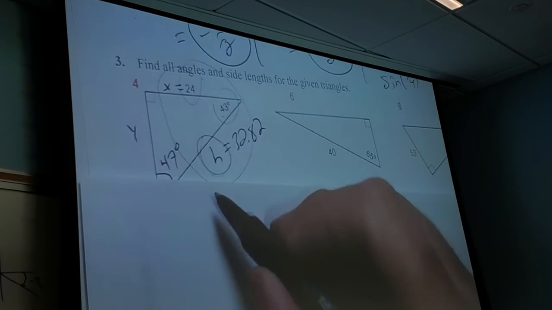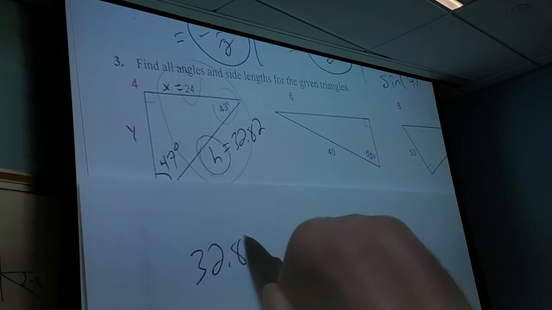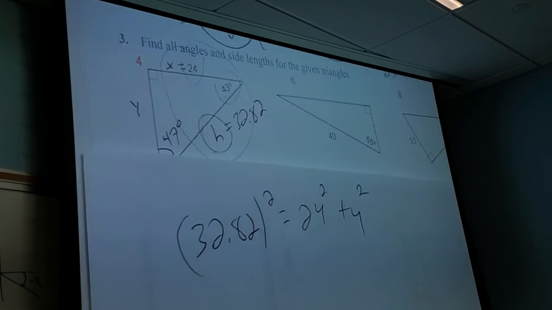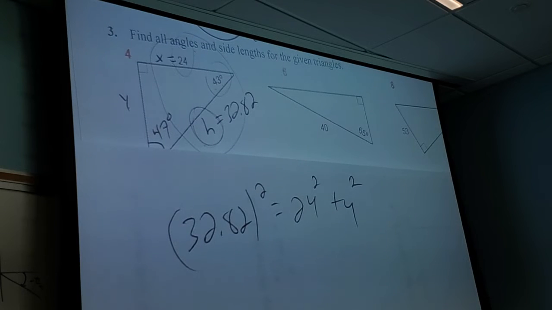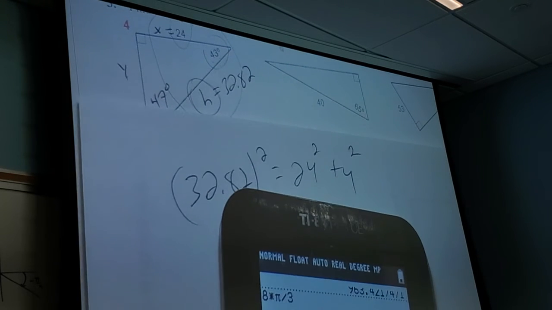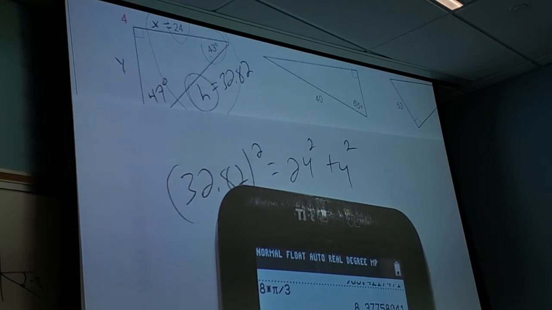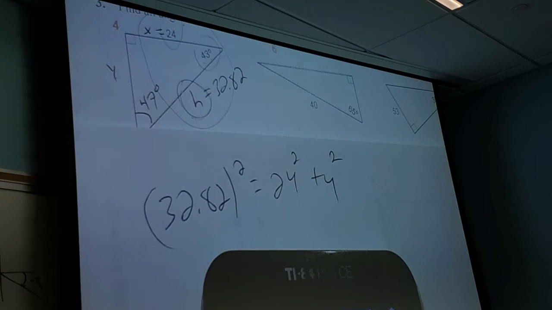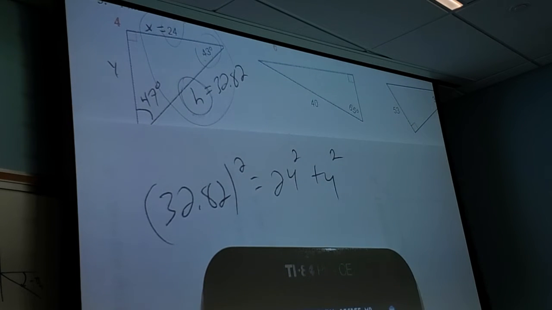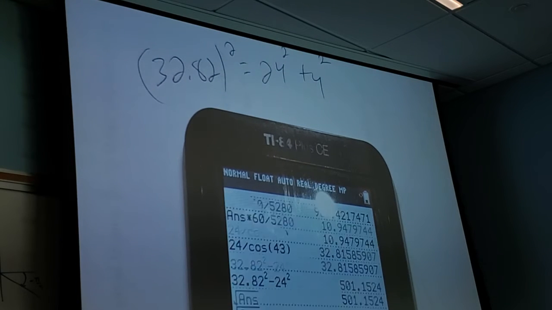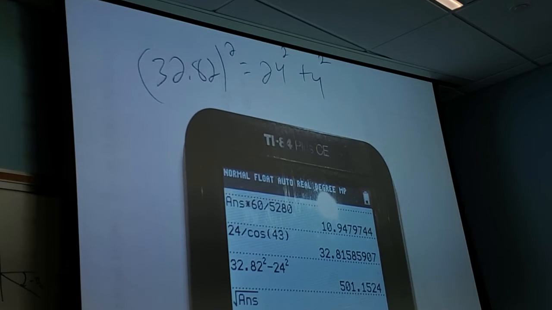So if I do Pythagorean, it'll be 32.82 squared equals 24 squared plus y squared, right? And then I can solve for y. So let's do that very quickly. 32.82 squared minus 24 squared, that's y squared. And then take the square root. So that's y, about 22.39.